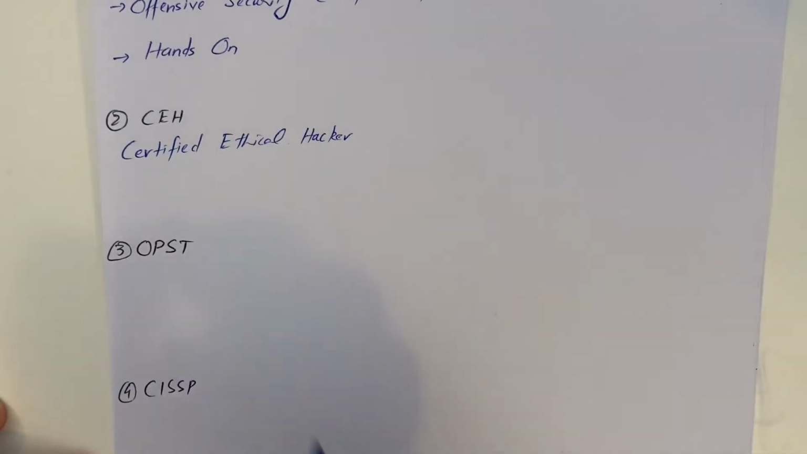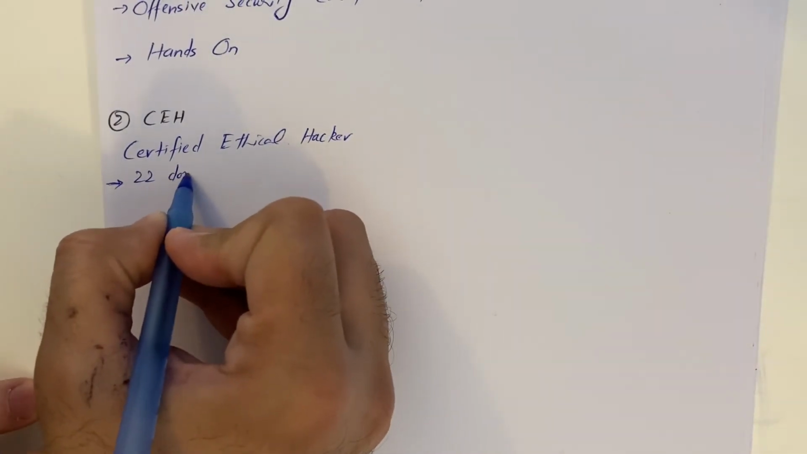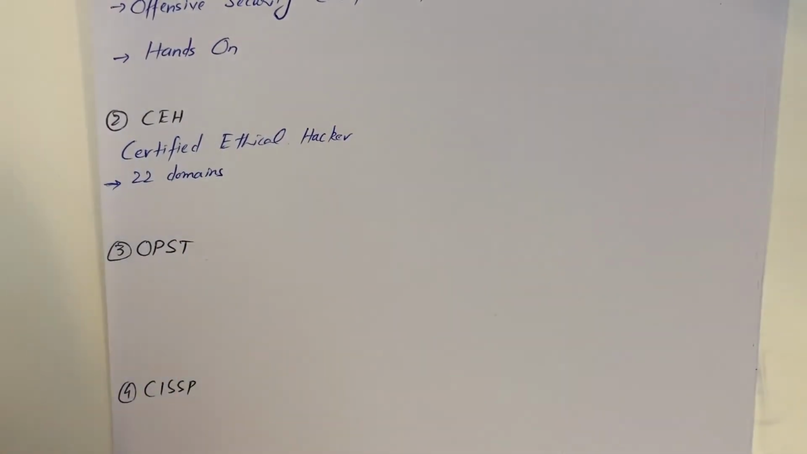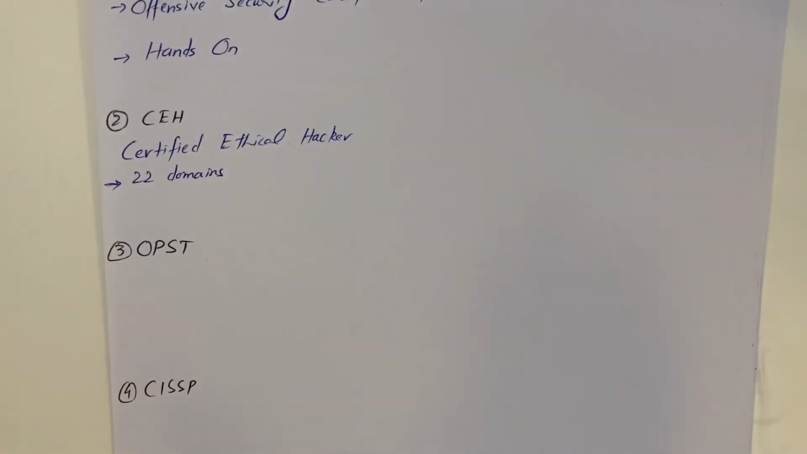And this certification, in order to pass, is totally theoretical. The exam is based on MCQs, and it covers 22 domains that we will be covering in this course. So this course is based on all those 22 domains. And what are those 22 domains? You will see the details in the book.